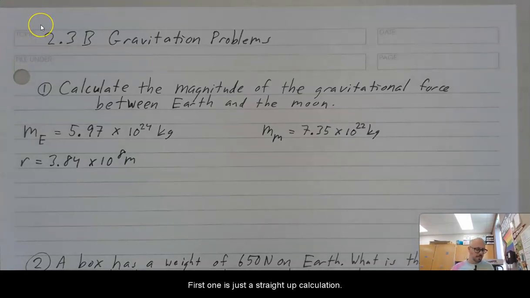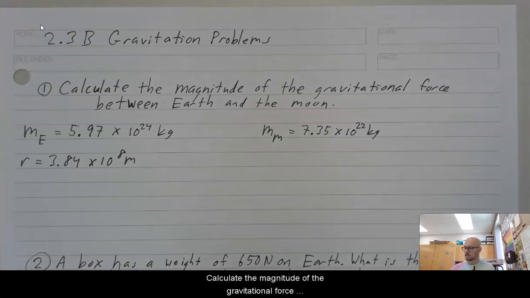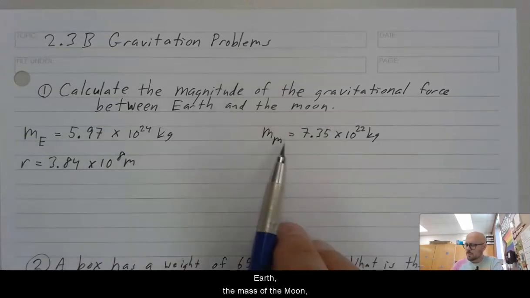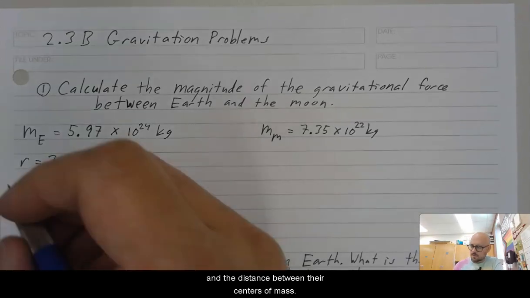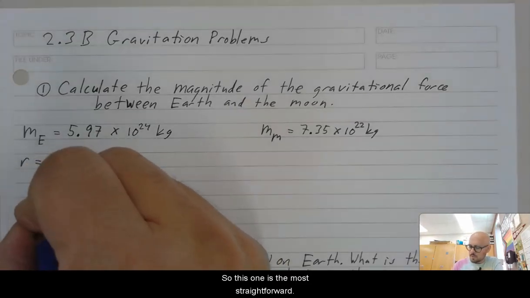First one is just a straight up calculation. So this one is kind of rare on an AP exam, but still could pop up. Calculate the magnitude of the gravitational force between the Earth and the Moon. The data I give you is approximate: the mass of the Earth, the mass of the Moon, and the distance between their centers of mass. So this one is the most straightforward.